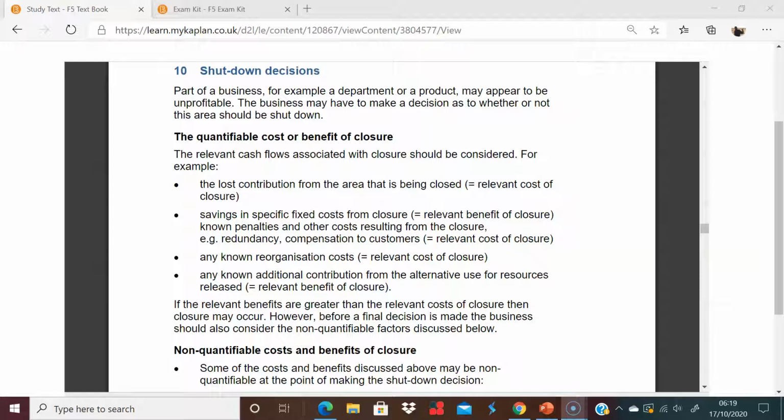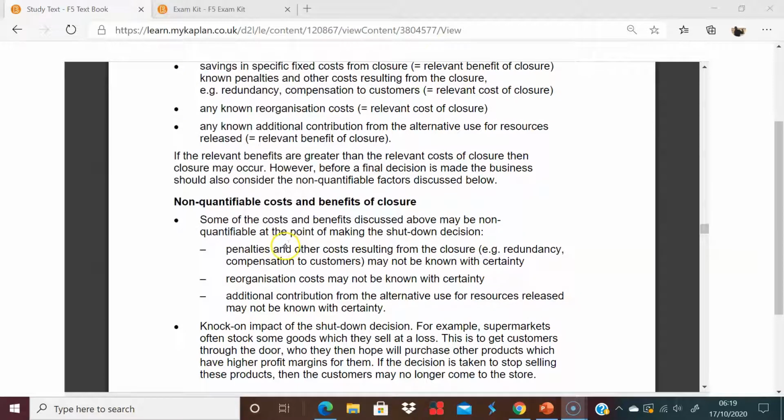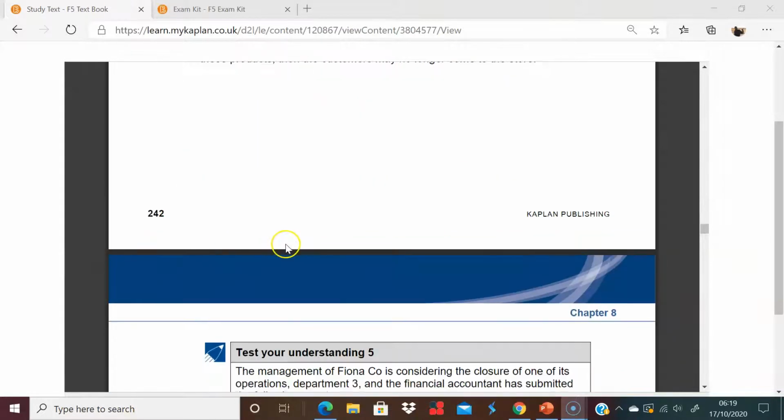So the relevant cash flows associated with closure: you need to think about the lost contribution from the area that is being closed. That's the relevant cost of closure. You're going to lose that contribution. But there might be some specific fixed costs saved from that closure. You want to be able to compare it, and if it's worth it, then you're like, okay, that's fine. Also consider any other reorganization costs and any additional contribution from alternative uses of resources. So you're almost reacting to the question.